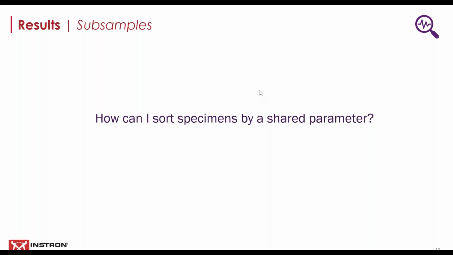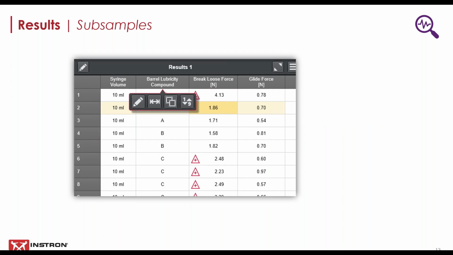The last results-focused optimization answers the question, how can you sort specimens by a shared parameter? Subsample is a feature within Bluehill Universal that allows users to group by a given parameter that is shown in the results table. For instance, in this case, C barrel lubricity compound. So compounds A, B, and C were tested in this sample, but calculating the mean value by combining all of the tests really doesn't provide what I'm looking for, because what I'm really interested in is analyzing each compound separately.